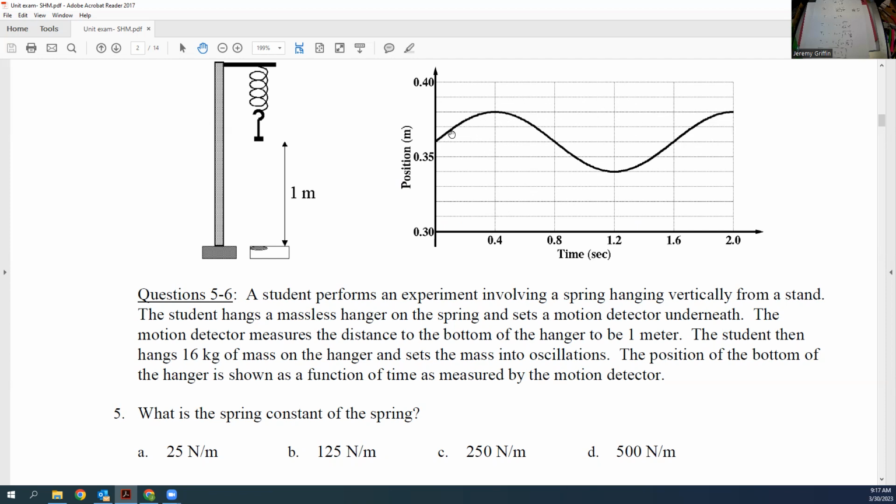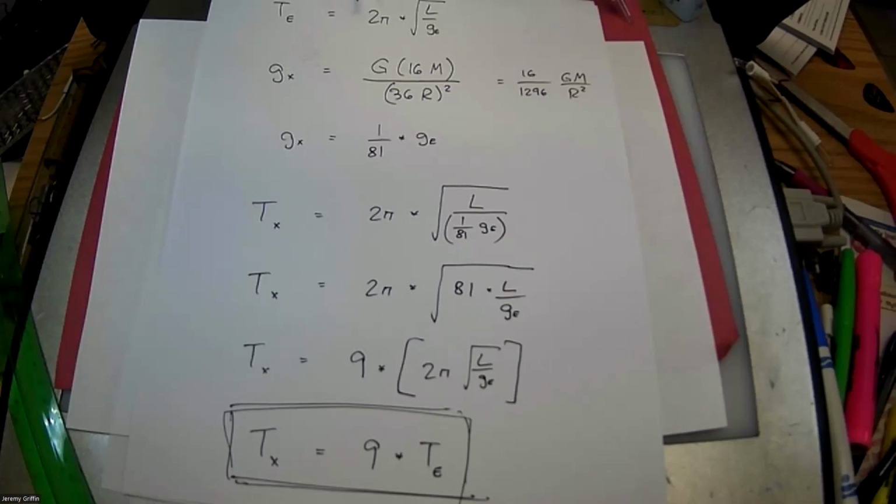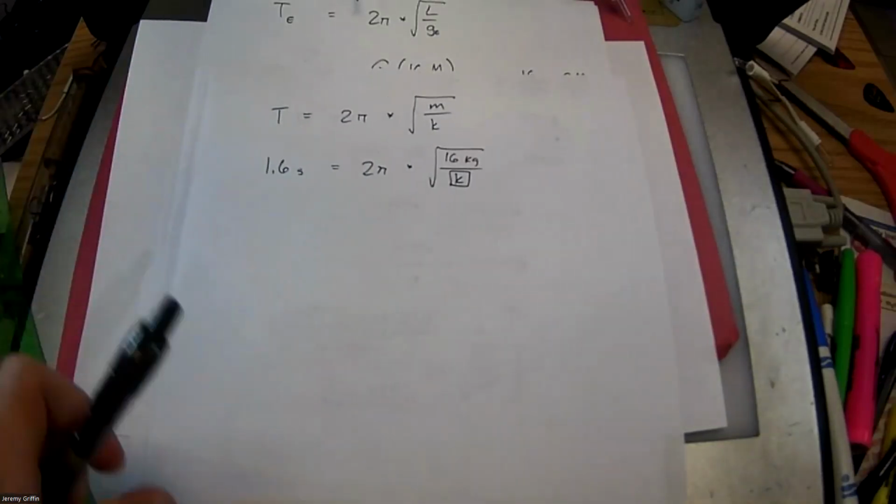Or you could go from here to here, like one full S shape. It's still 1.6 seconds. All right, so we have 1.6 seconds, and we got 16 kilograms as the mass. You guys see all that? So let me switch over, and you had it from here.